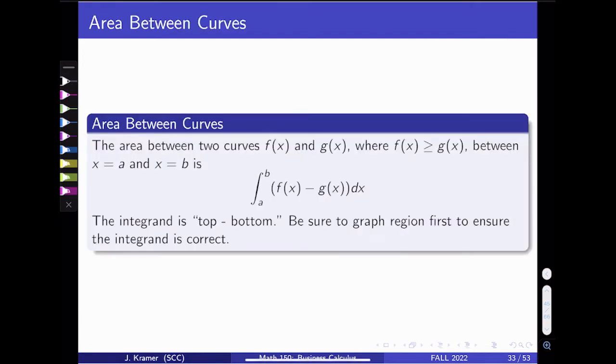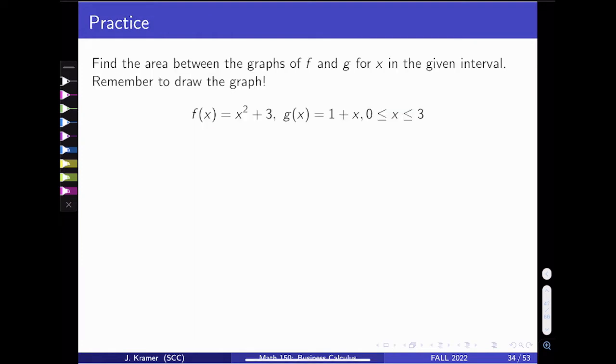So the area between two curves f of x and g of x, where f of x is greater than or equal to g of x between x equals a and x equals b, is the integral from a to b of f of x minus g of x dx. And so the integrand will always be the top function minus the bottom function, and the key will be to always graph the region first to ensure the integrand is correct. So we'll always draw a representative rectangle when we're setting up our integral to make sure that we have the top function minus the bottom function so that the height comes out positive and we don't end up with a negative area. Let's take a look at an example.